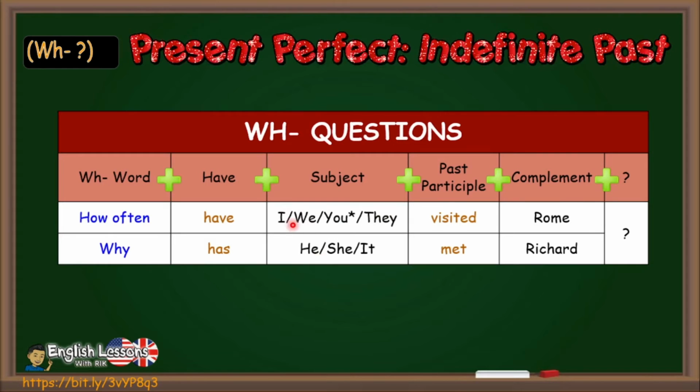To write an information question or WH question, you have to write first the WH word plus the auxiliary have, has, plus the subject, plus past participle, plus complement, plus the question mark. Examples: How often have you visited Rome? Why has she met Richard?